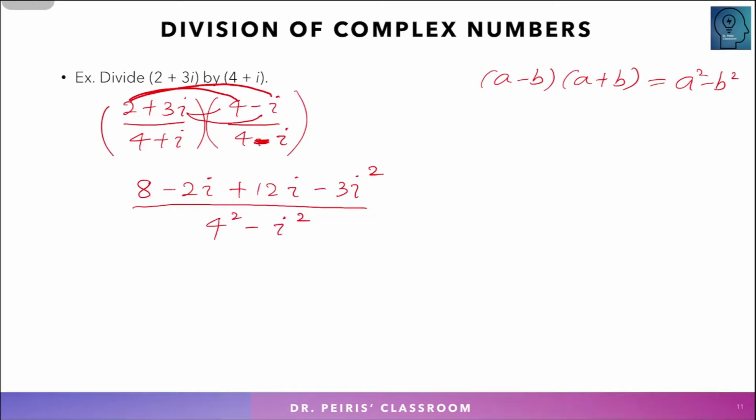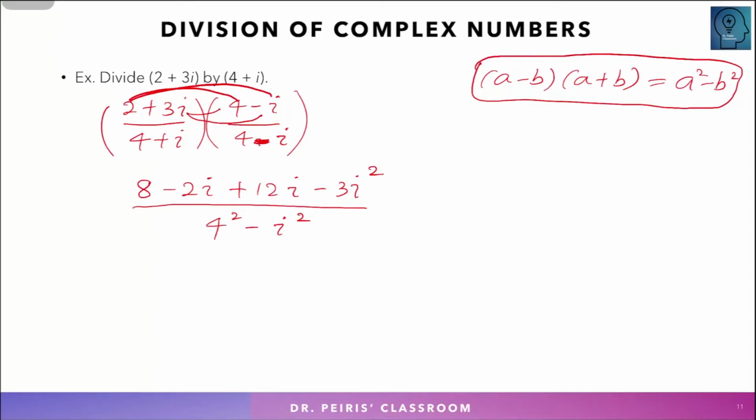For the denominator you don't need to expand all the terms using the FOIL method, because the denominator follows the difference formula, which means you can simply use that rule to simplify the denominator. So always in these division questions, the denominator is going to be the square of the first term minus the square of the second term.